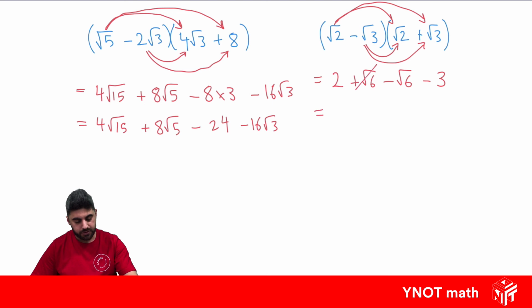Now, plus root 6 and minus root 6 cancel out, and 2 minus 3 is minus 1, which is quite an interesting result, and we're going to look at this a bit more closely in our next video.